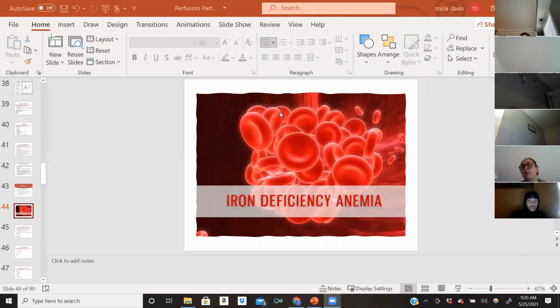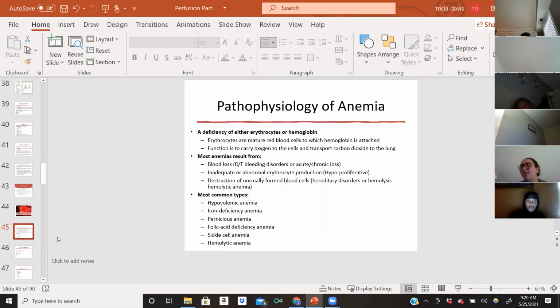We're going to talk about iron deficiency anemia. This is a very common finding that you're going to see in a lot of your patients. So it's important for you guys to know and be able to recognize it in the clinical setting. So anemia is a deficiency of either erythrocytes or hemoglobin. Erythrocytes are those mature red blood cells to which the hemoglobin actually attaches, and their function is to carry oxygen to all of the cells and to transport carbon dioxide to our lungs.